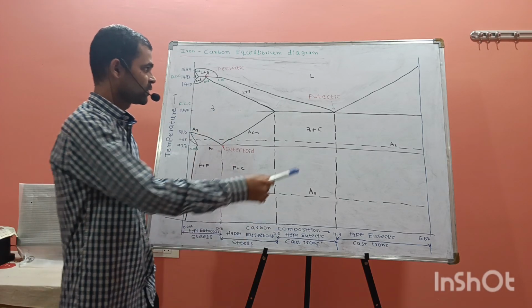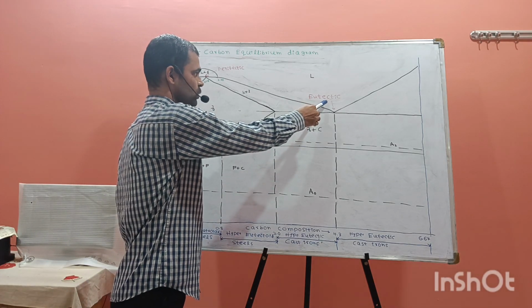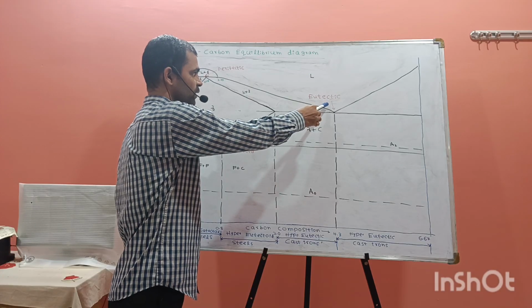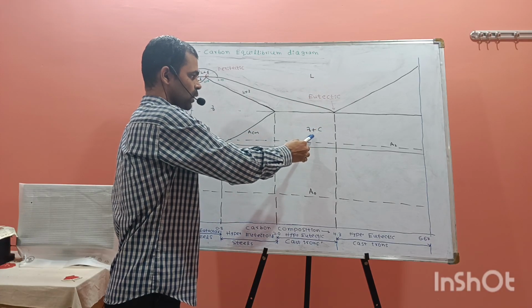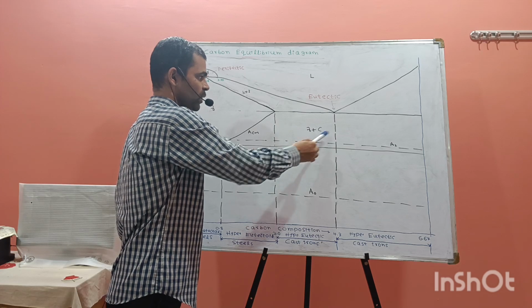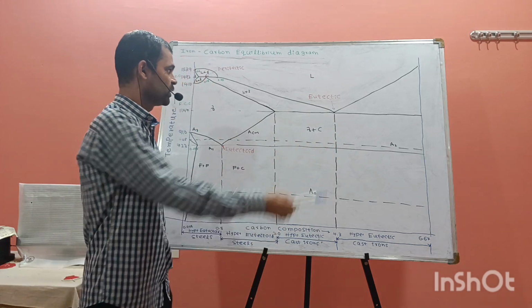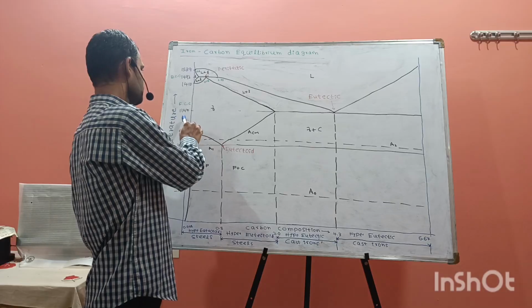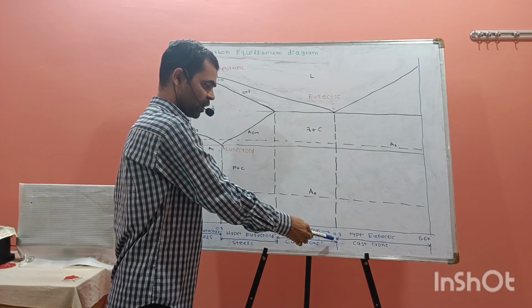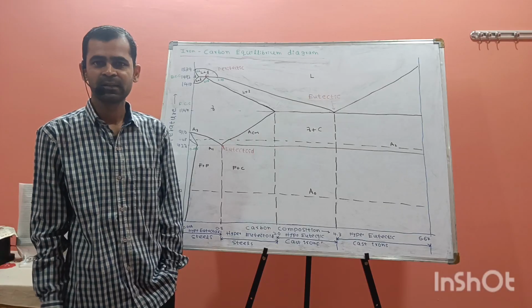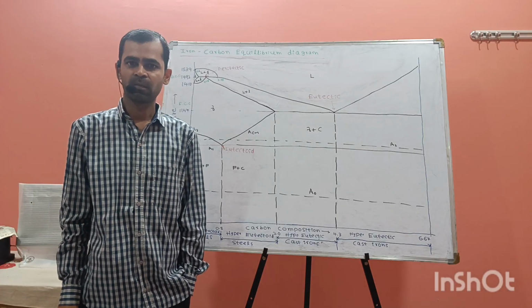The next reaction is the eutectic reaction. In this, liquid will be transformed into two solids, austenite plus cementite. This occurs at 1147 degrees Celsius and at a carbon composition of 4.3 percent carbon.